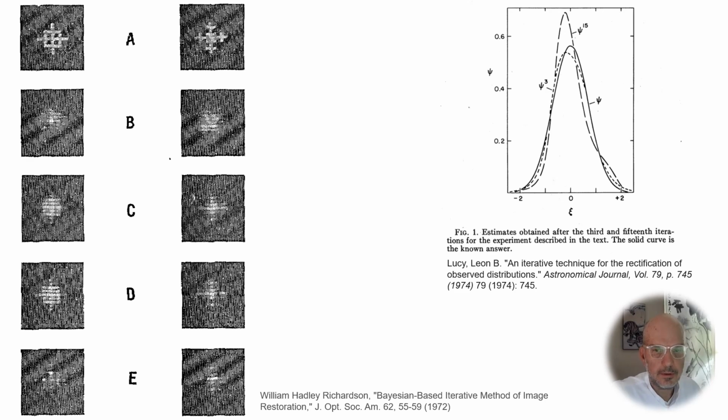Figure at the left is from Bayesian-based iterative method of image restoration, submitted by William Hadley Richardson in 1970. Richardson was on the staff of the Visibility Laboratory of the Scripps Institution of Oceanography. Scripps was founded by William Ritter, a biologist from UC Berkeley. It became a department of the newly established University of California, San Diego, when that was established in 1960.